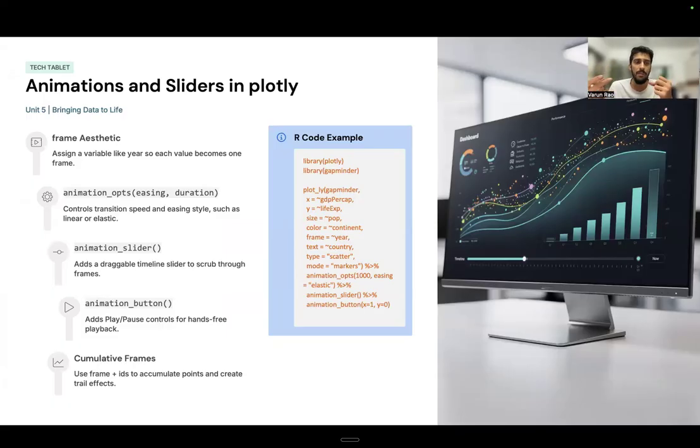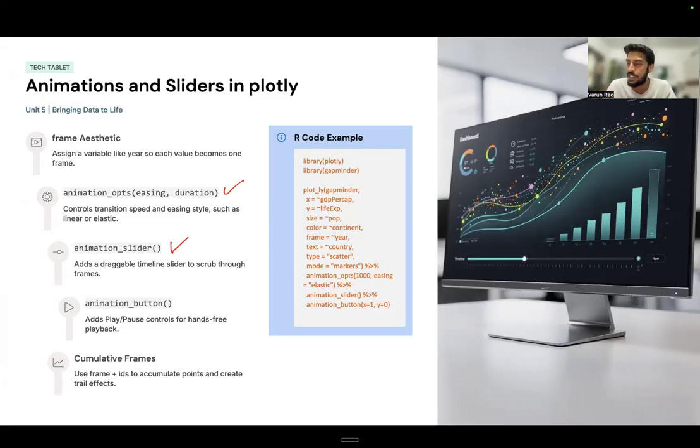And when we're talking about animation, you have different things like animation opts. It controls the transition speed. Let us say you have a PPT that's going, and after every 4 seconds the slide automatically changes. This is just one small example that I've given. Then you have an animation slider. It adds an adjustable, draggable timeline slider, so you can look at different frames in one go.